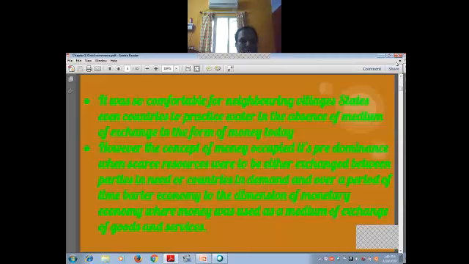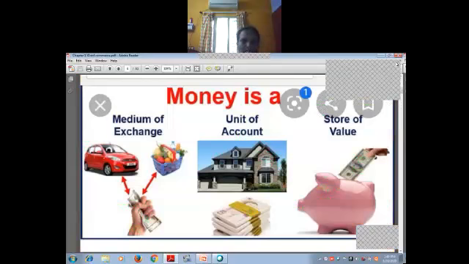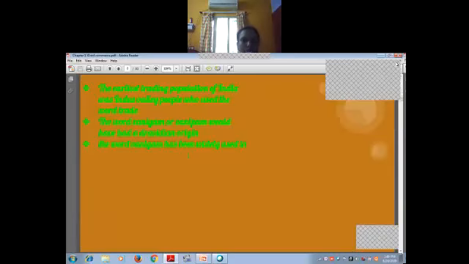When scarce resources were to be exchanged between parties in need or countries in demand over a period of time, the barter economy moved to the dimension of monetary economy. So before the invention of money, the barter economy only took place. After that, money was used as a medium of exchange of goods and services. Okay, so money is a medium of exchange, unit of account, store of value. So everything is based on money only.